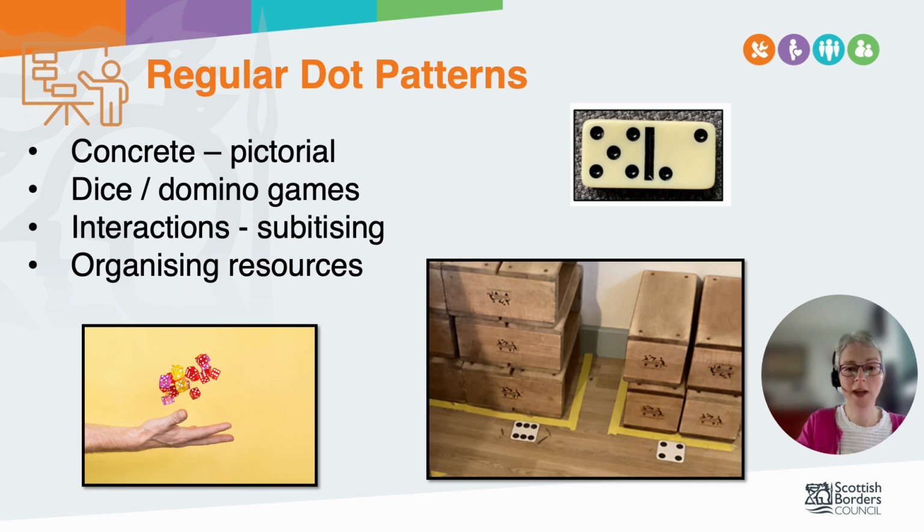It is through regular experience and exposure to these patterns that the subitizing will become automatic. You can use dot pattern labels in your spaces to support children organising resources, for example at tidy time in the block play area, or to check that there are the correct number of pairs of scissors at each table, and so on.